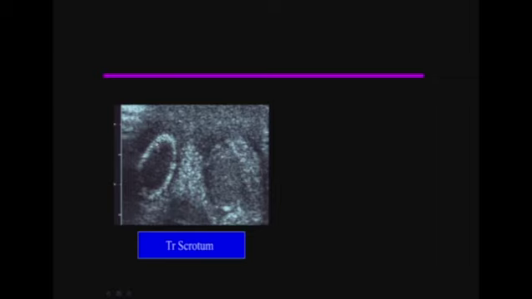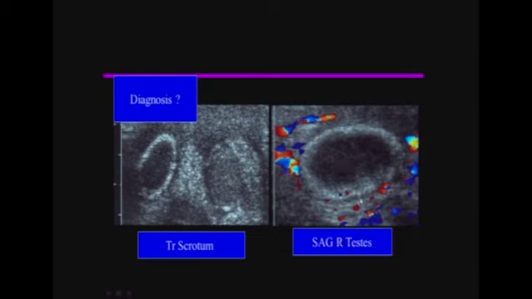And one of the testes had an echogenic surrounding outer area with an echopenic central area. So the diagnosis, looking at the echopenic central area without any flow within it, suggests that there's been a torsion. Since this was a newborn, the torsion probably occurred in fetal life.